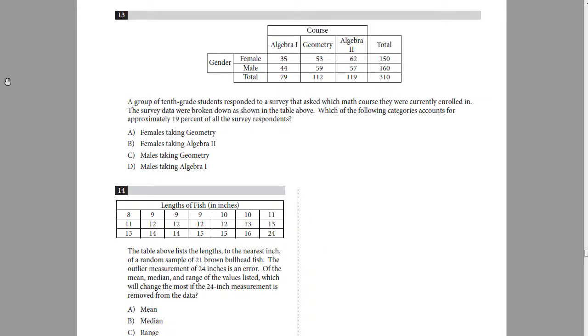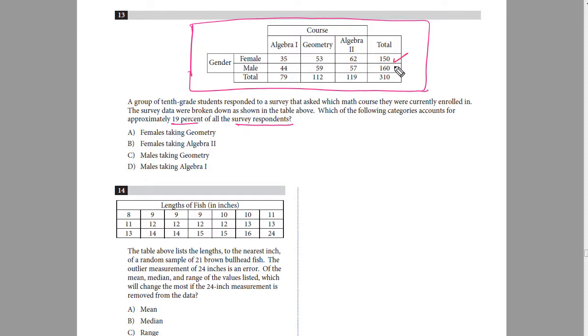Question number 13. A group of 10th grade students responded to a survey that asked which math course they were currently enrolled in. The survey data were broken down as shown in the table above. Which of the following categories accounts for approximately 19% of all the survey respondents? In this table, our data is given between the courses and the gender. So 35 females took algebra 1, 53 females took geometry, 62 females took algebra 2. Similarly, 44 males took algebra 1, 59 males took geometry, 57 males took algebra 2.